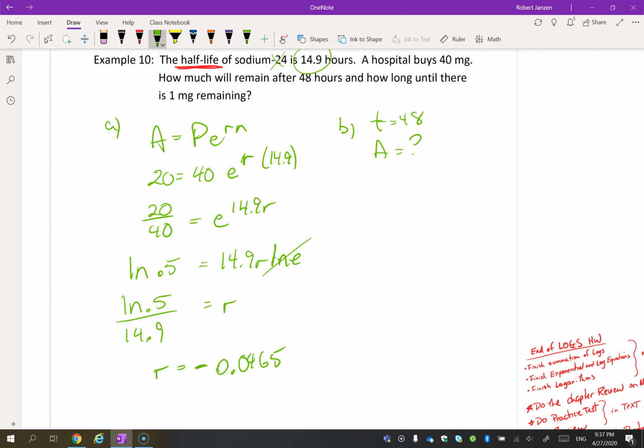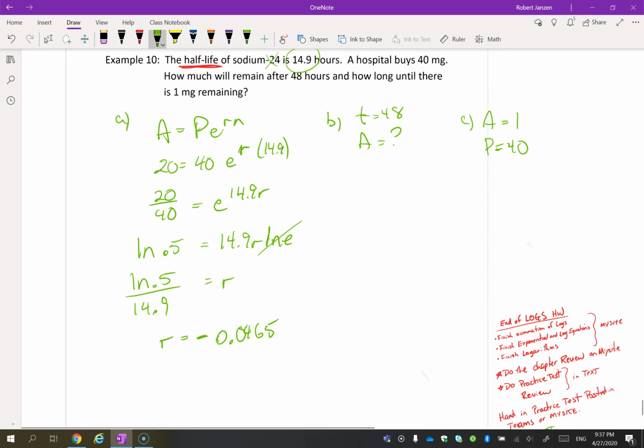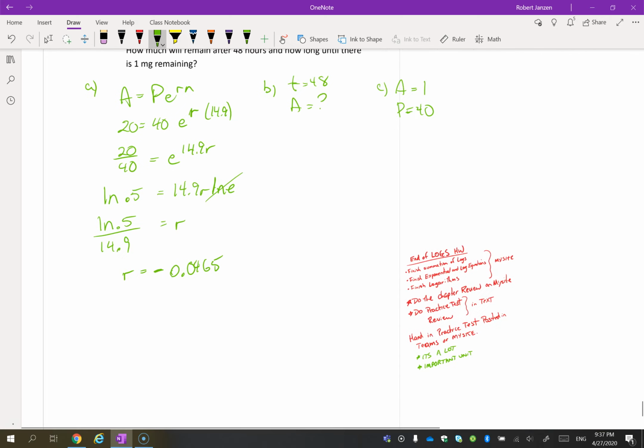And then C would be, well, if we want to know how much time it takes for 1 milligram to be left, okay, you would start by doing it this way. Okay, we'll leave those questions. Not too worried about those right now.